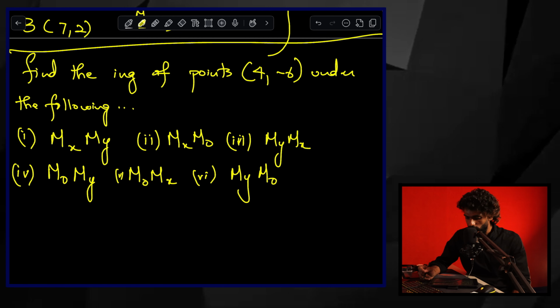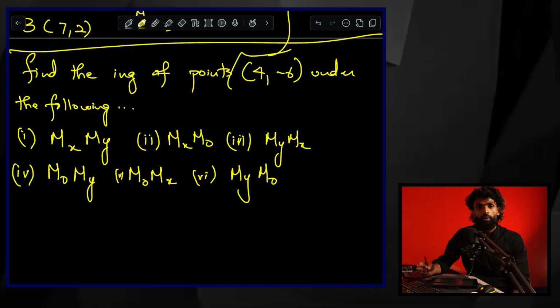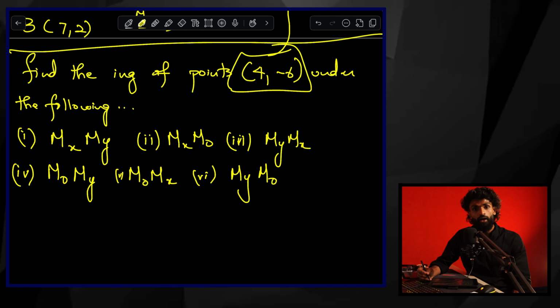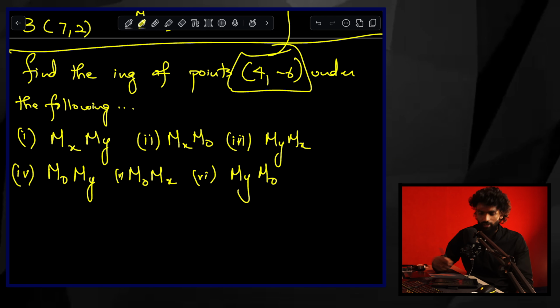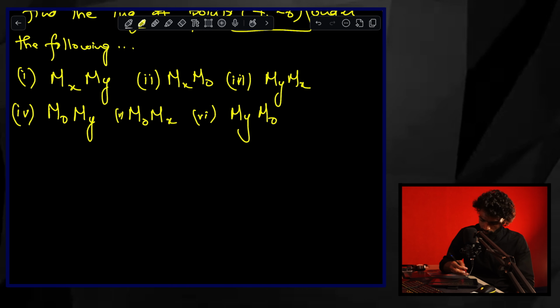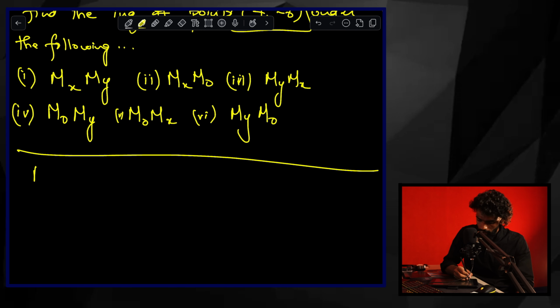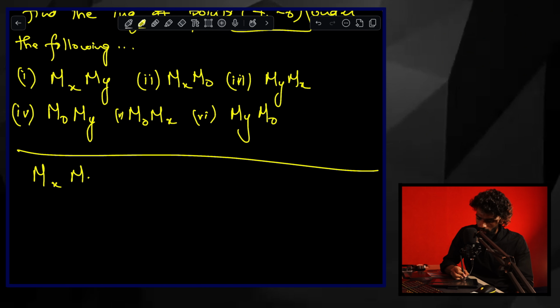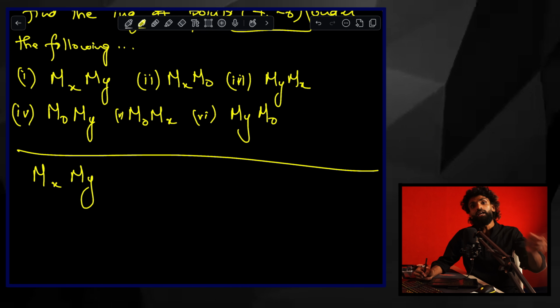Next, find the image of the points. They've given me 1 point, but we are trying to reflect this specific point under many different conditions. There are 6 in fact. Let's go step by step. The first question says mx, my. So what's the meaning of mx, my? Reflection through x and reflection through y.